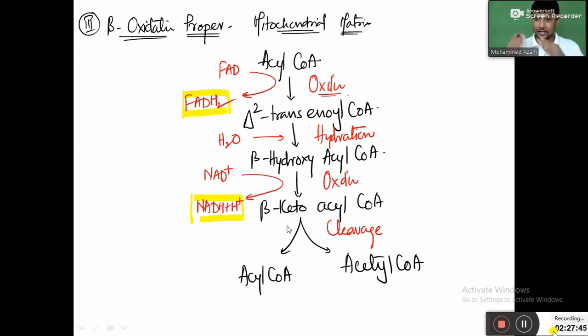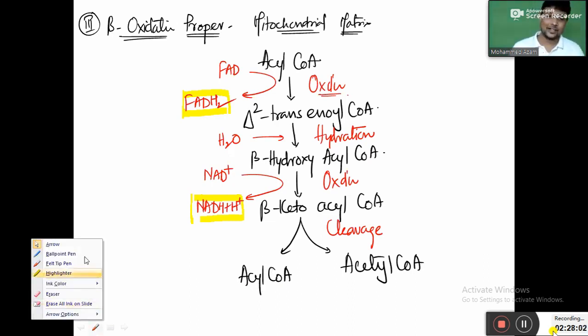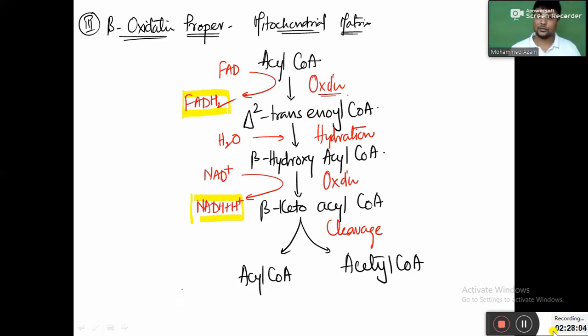And the last step, cleavage, what is going to happen? We are going to break, and 2 carbons, acetyl-CoA, are removed, and we are remaining with 14 carbons. And the 14 carbon is also a long chain, it will be acyl-CoA. Then what is going to happen to this 14 carbon chain acyl-CoA? This acyl-CoA will now go back here again.